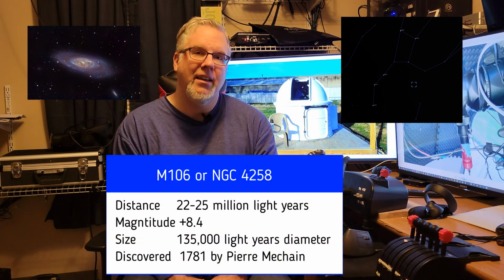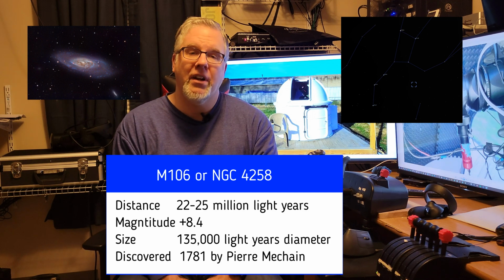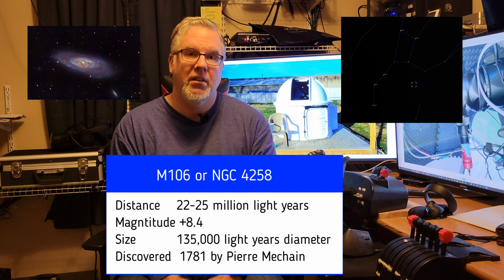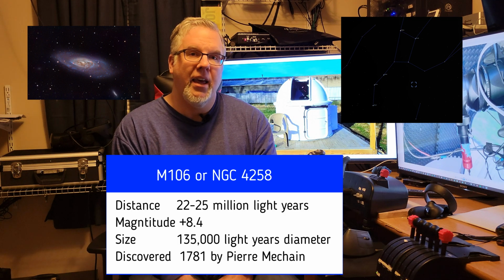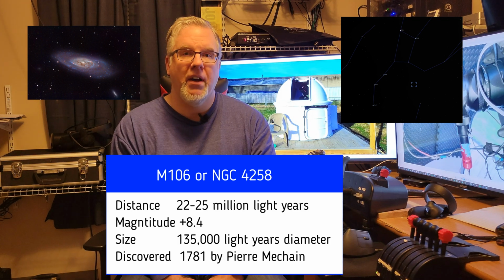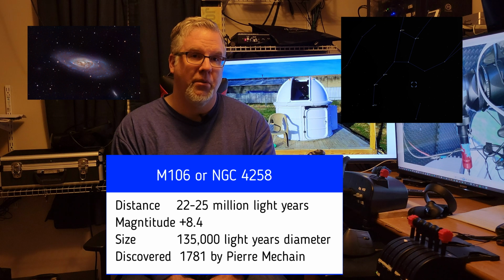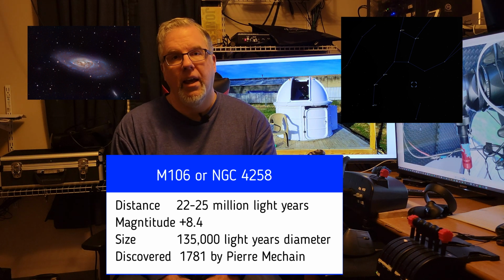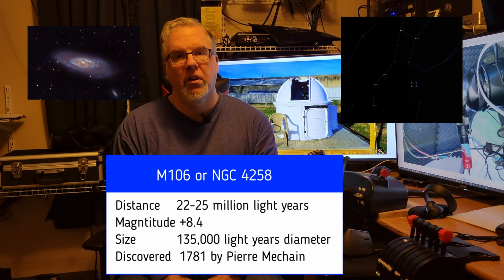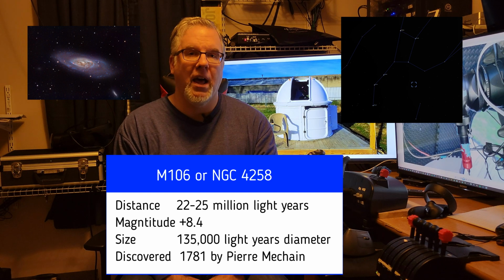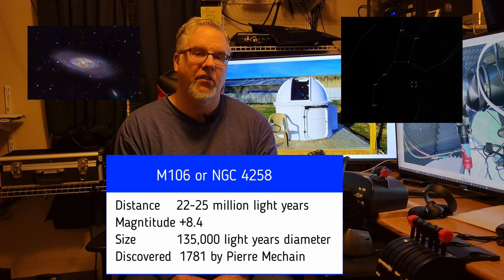Indeed, galaxies are far, far away, and today we're going to take a look at M106, an intermediate spiral galaxy. This guy is 22 to 25 million light years away. That means the light that you're seeing started out 22 to 25 million years ago. And it is 135,000 light years across, which is hard to fathom. And it is also known to have a supermassive black hole in the active nucleus at the center.